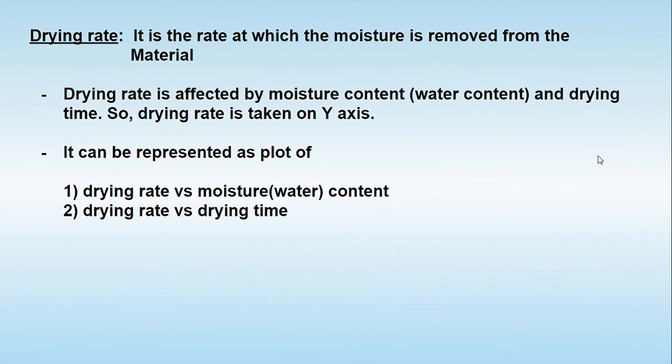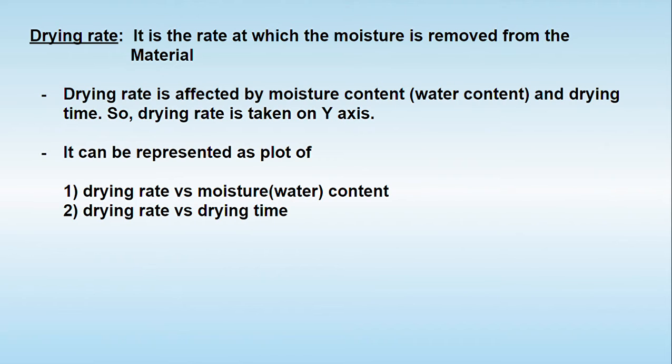So now let's try to understand the first term, drying rate. Basically, rate is a term used with respect to time. So it is the rate at which moisture is removed from the material. What it means is that if we find out the amount of moisture during the drying cycle for different periods of time, and from this find out how much moisture is removed for that time interval, then it is called the drying rate.